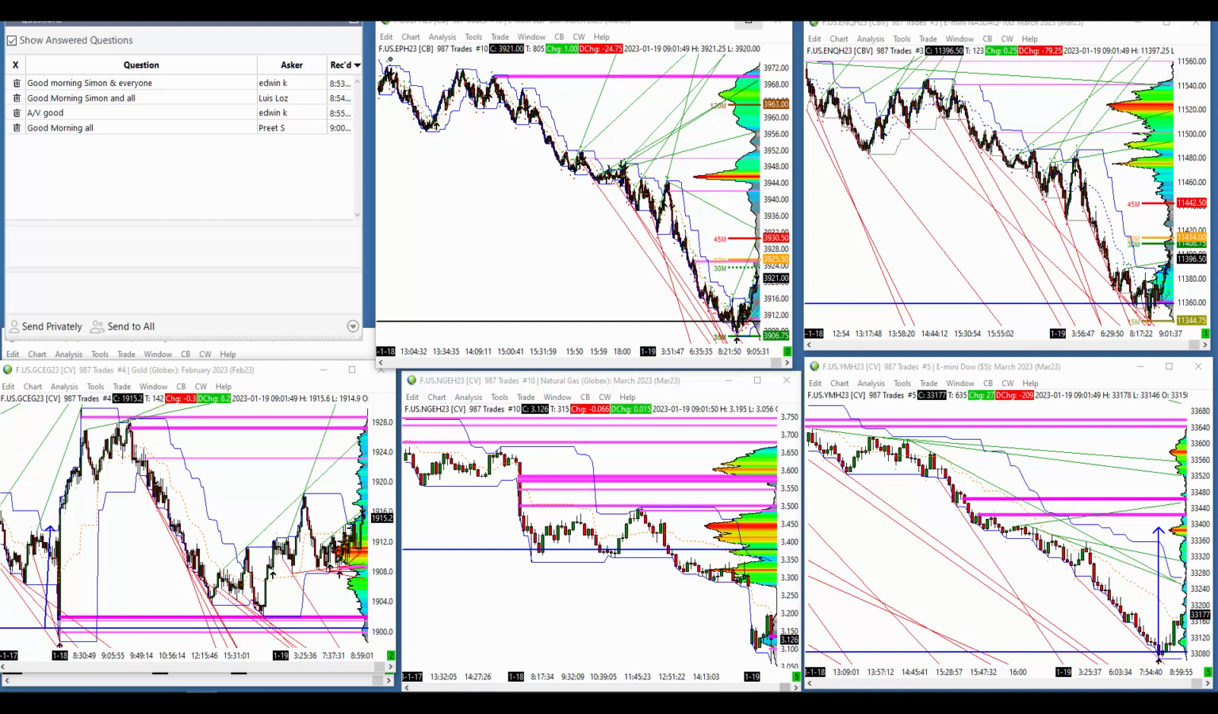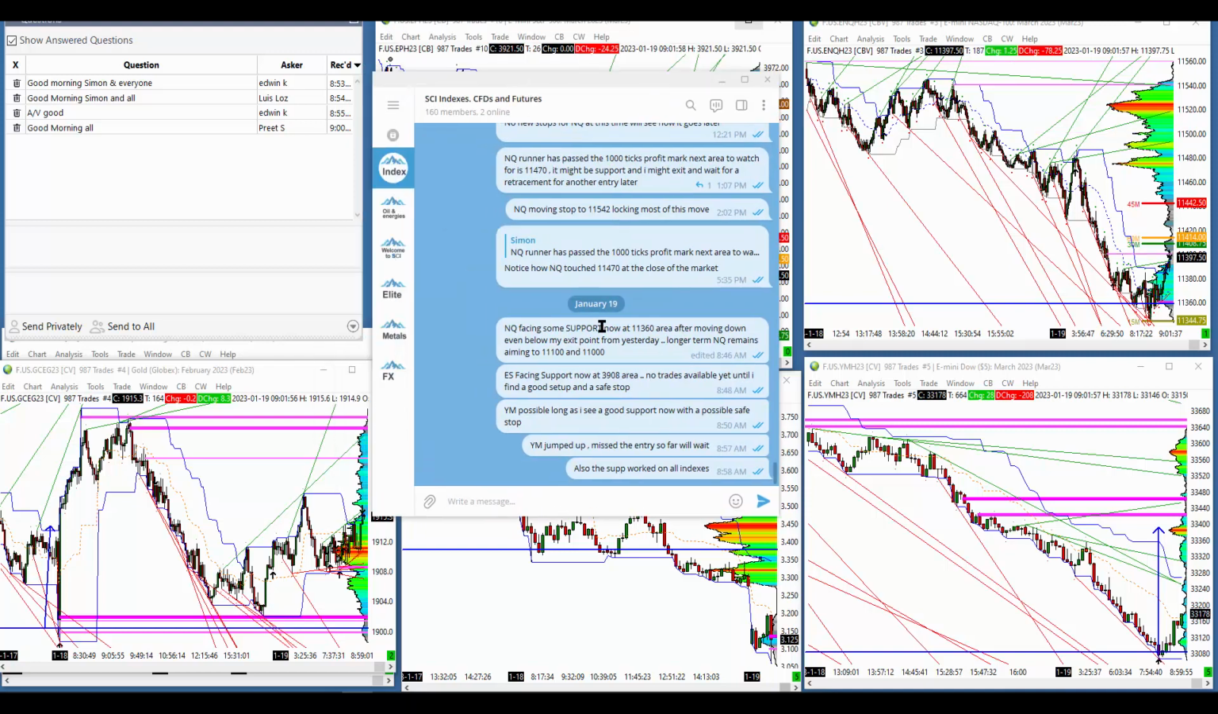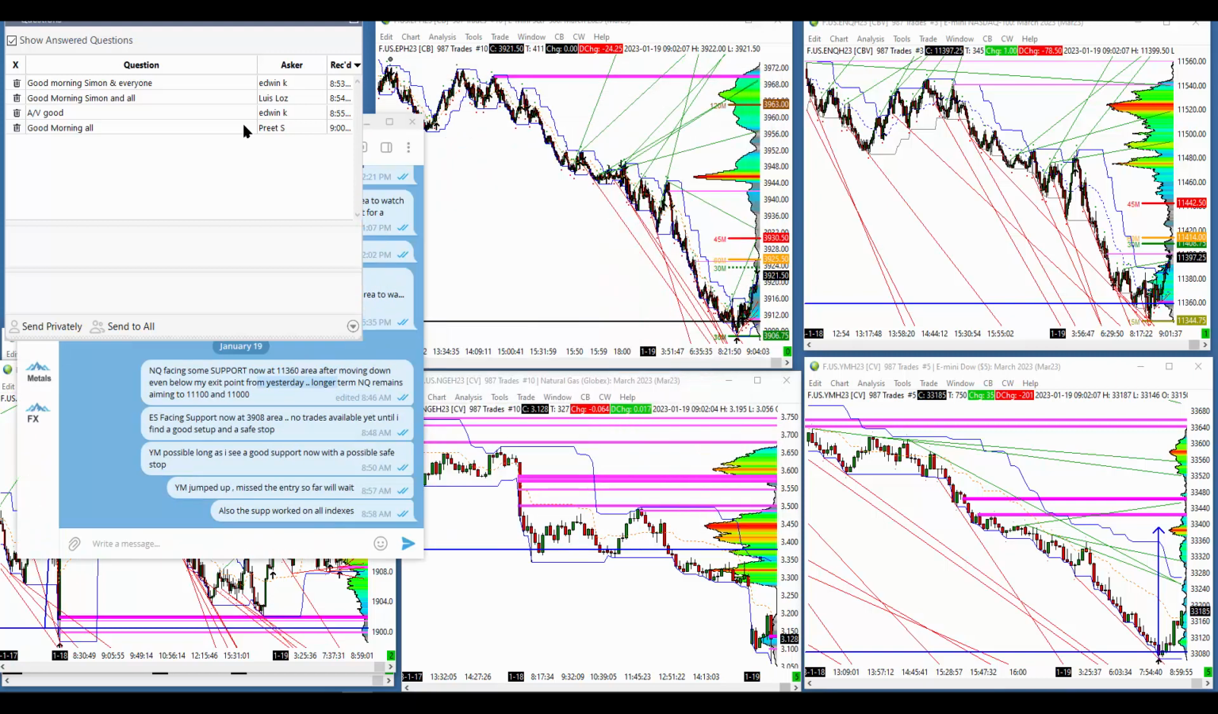If you noticed this morning's notes, first thing I said: Nasdaq is facing support at current price. It was here, you see this? I said ES is facing support right here at the bottom, and I mentioned the price. You see it right here at the bottom.